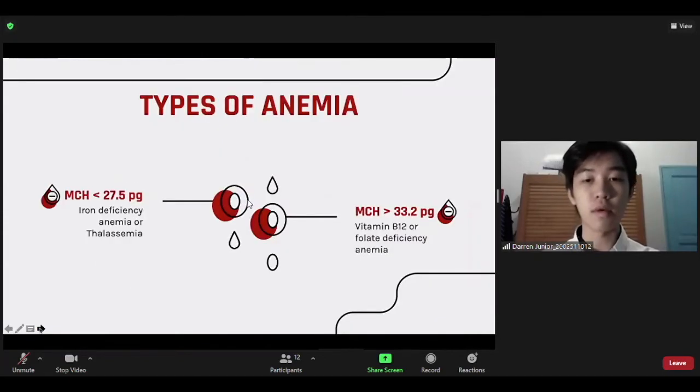If the value of MCH falls below 27.5 picograms, it might indicate iron deficiency anemia. On the other hand, a high value of MCH might indicate that a patient is suffering from vitamin B12 or folate deficiency anemia.